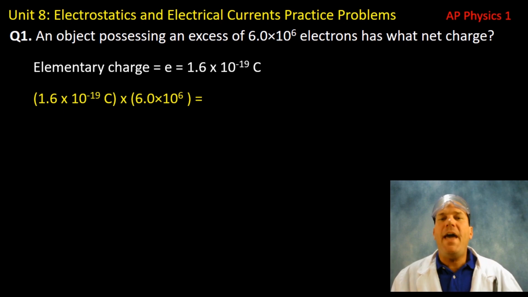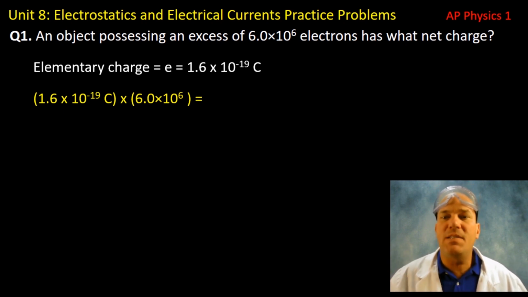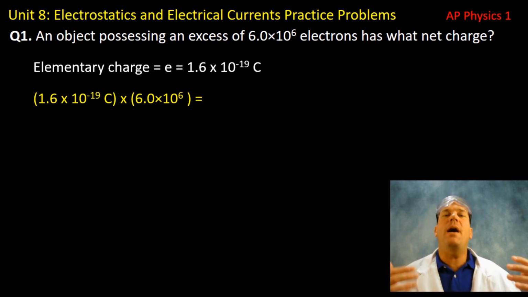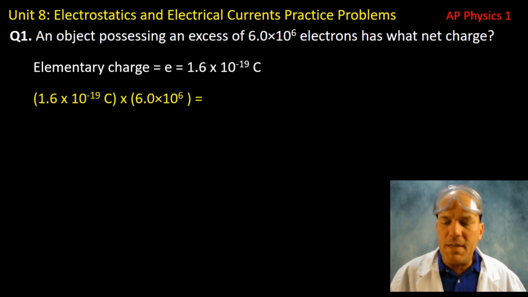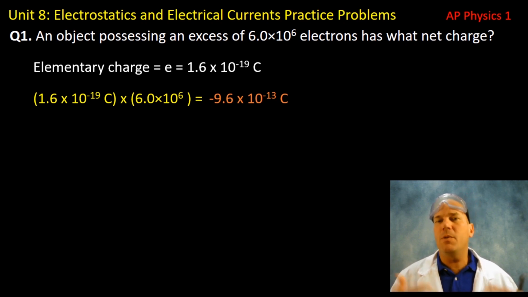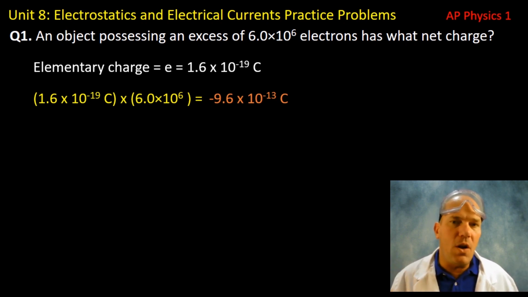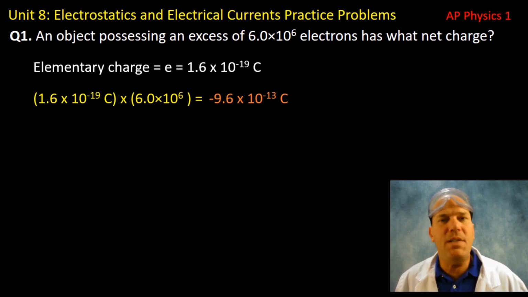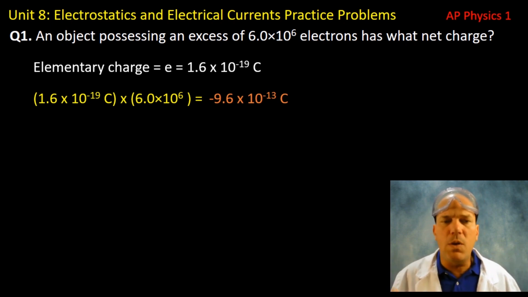Okay, so we have 6.0 times 10 to the 6 electrons, and you're being asked what is the charge. So we will simply multiply that number of electrons by the charge of one electron to get our answer. Note that it is a negative sign because we're dealing with negatively charged subatomic particles. So the answer is negative 9.6 times 10 to the negative 13th coulombs.